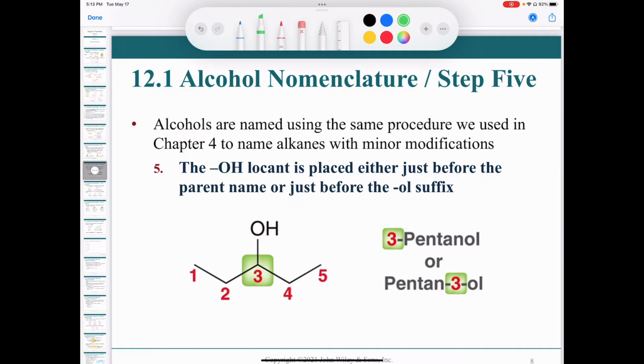Here's another example of showing the hydroxyl locant being placed either just before the parent name or just before the -ol suffix. I've already gone over this, but this is another example. You could call this molecule 3-pentanol or pentan-3-ol. They are both perfectly reasonable. There's nothing wrong with either of them. And of course, I would accept either one.